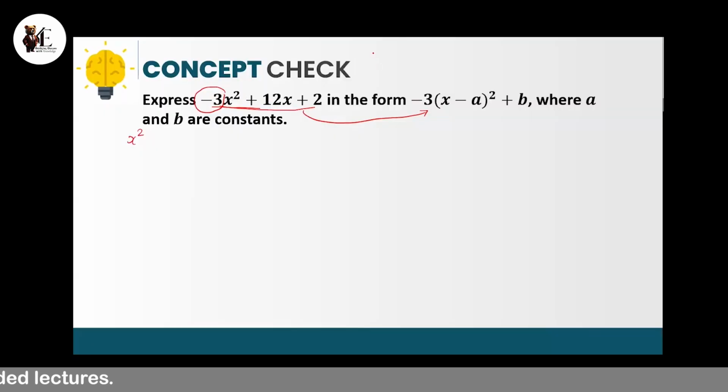x square. Okay, I'm writing here. When you divide each term by -3.